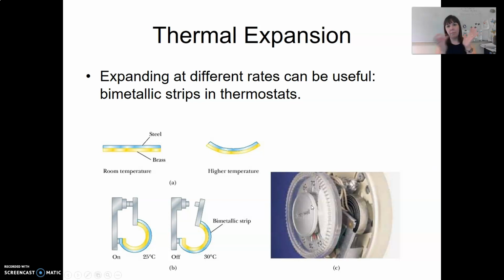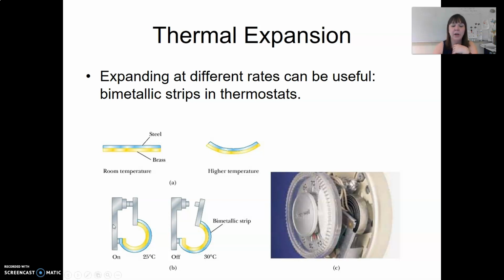Inside the thermostat, if you ever pop the top off, you'll see this coil of metal. And this coil of metal is actually two metals back to back, and they have different rates of thermal expansion. So in this case, your brass is going to expand faster, expand more than the steel will, which, since they're side by side, will cause it to bend.